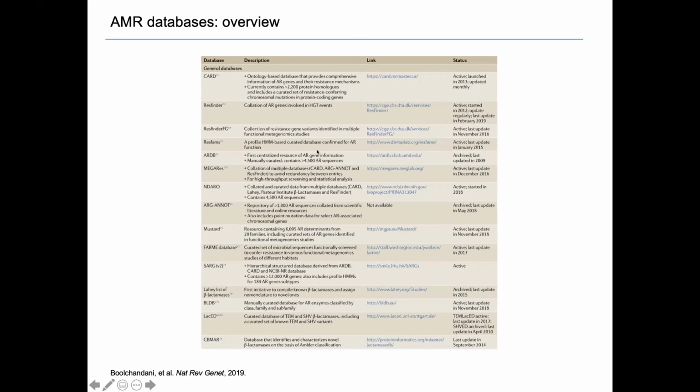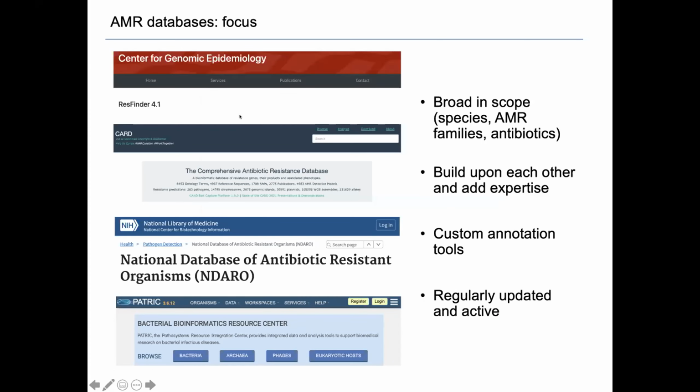Because it would take hours to go through each and every single database, we have picked out 4 important databases and resources to highlight throughout this introductory talk. The 4 that we will be going through are ResFinder, CARD, or the Comprehensive Antibiotic Resistance Database, the NCBI Resources, as well as the PATRIC Database.